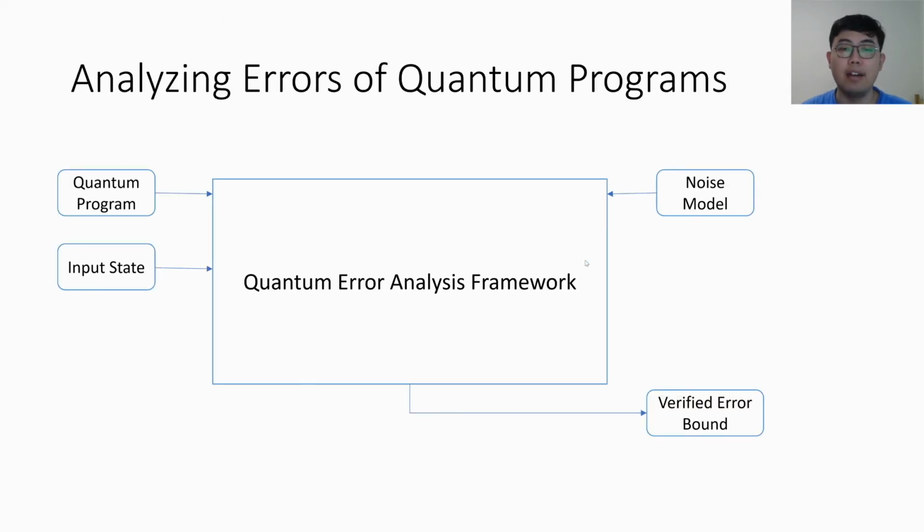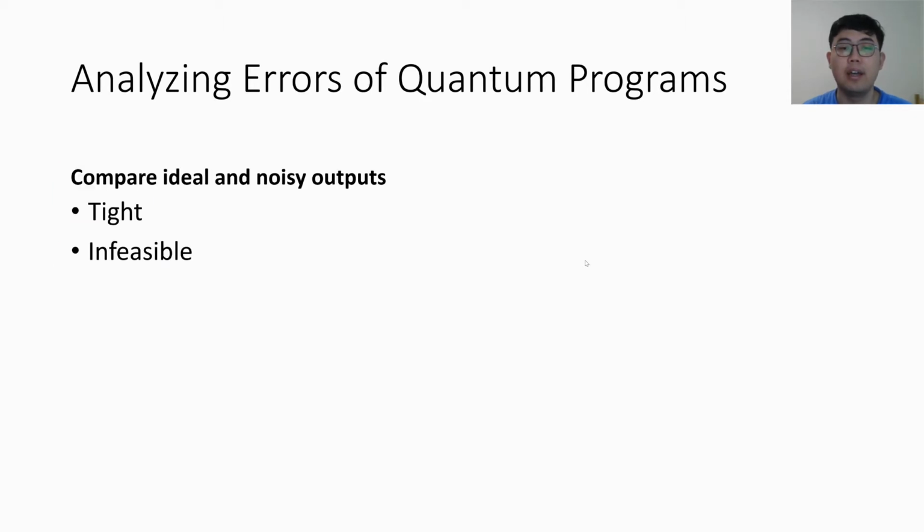To analyze errors in quantum programs, a typical framework will take the quantum program, the input state, and the noise model as input, and output an error bound about executing the program with the given input state. There are two naive ways to analyze errors in a quantum program.